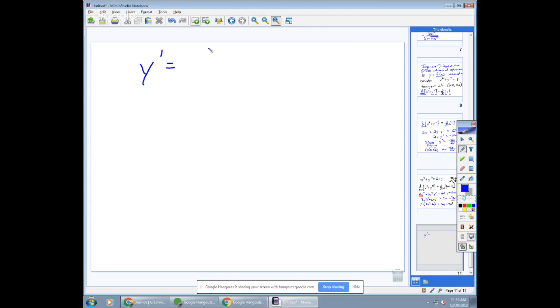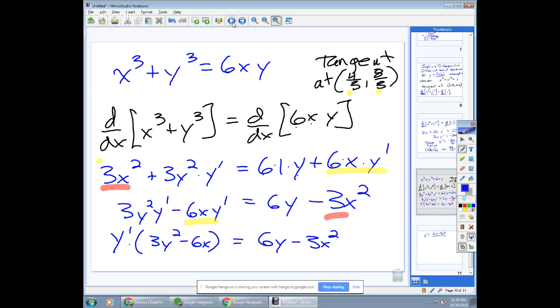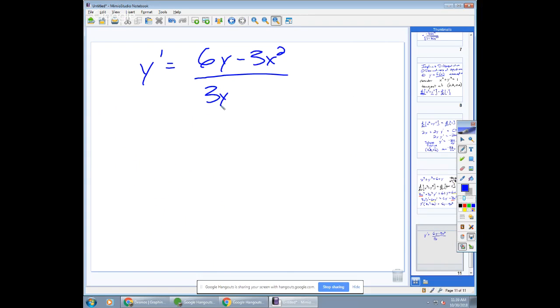So y prime is 6y minus 3x squared over 3y squared minus 6x. Did I get that order right? Yeah. Now where we plug in: a notation that you're going to see in the homework sometimes is another name for y prime, dy/dx. I want to evaluate that, that's what the bar means, at the point 4/3, 8/3. So that just means plug in that number there. You'll see that notation in the homework.